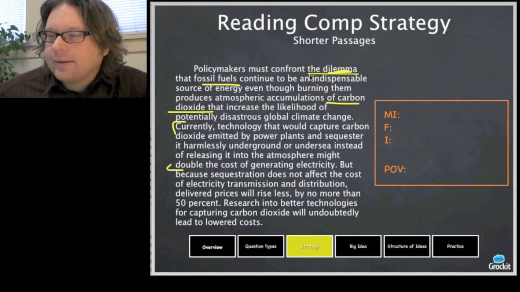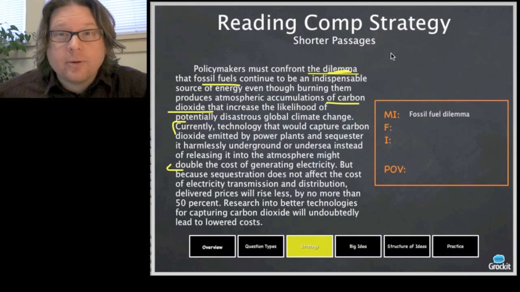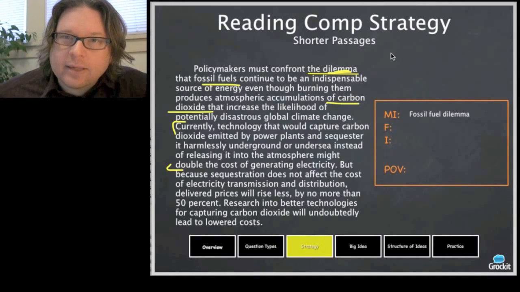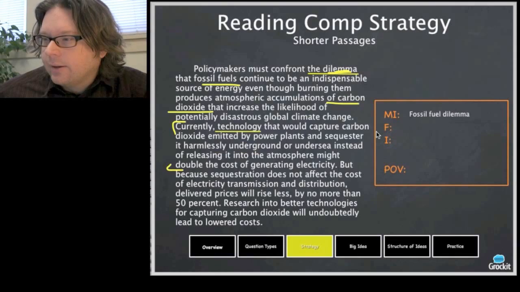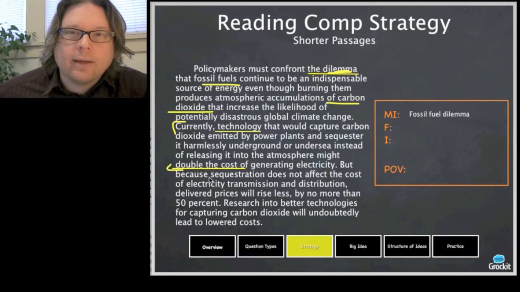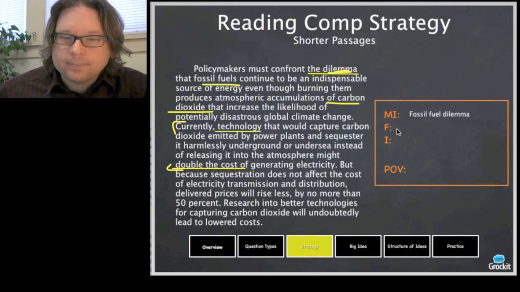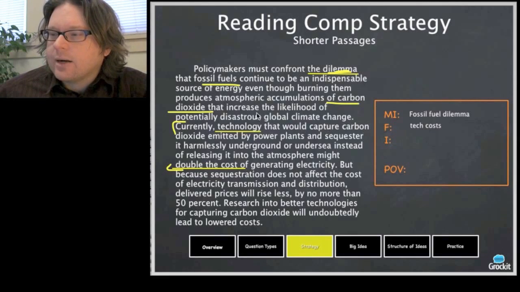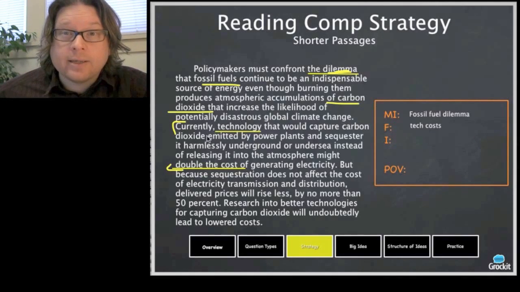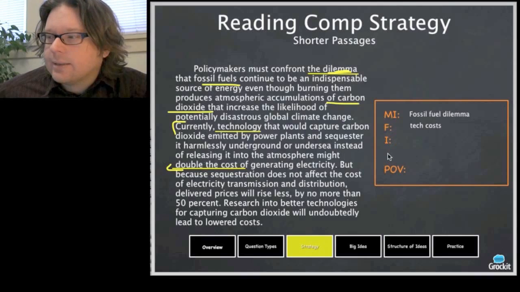So the dilemma of fossil fuels is one of the things that we have to worry about. The fossil fuel dilemma. What do we do about it? What specific aspect of this fossil fuel dilemma do we care about? That's the focus of the passage. Well, we hear about technology for it, and then we also find out about this particular thing that doubles the cost. So our focus is the tech costs, specifically related to sequestering the carbon dioxide.